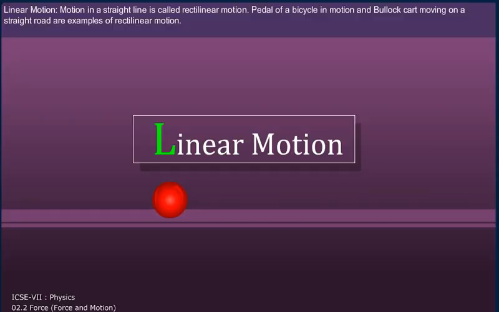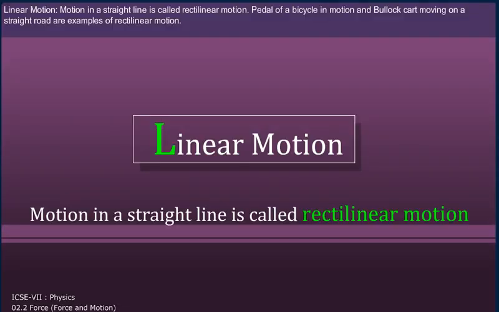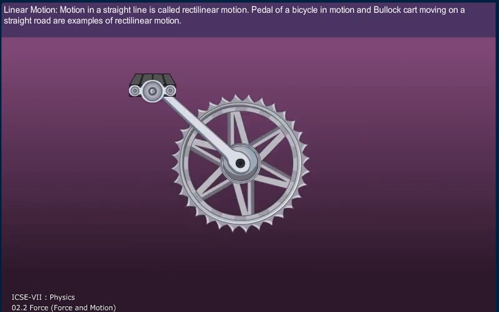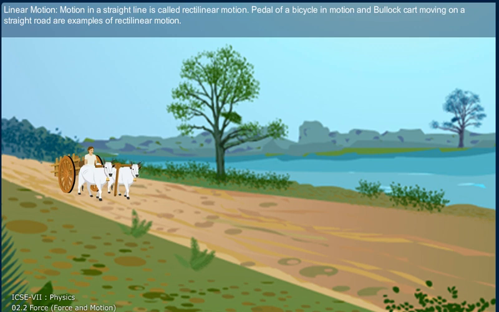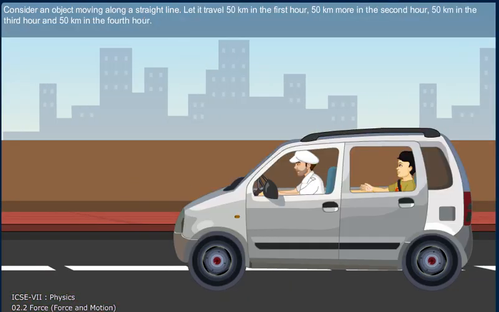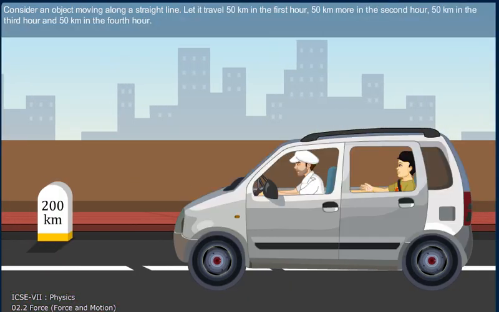Linear motion. Motion in a straight line is called rectilinear motion. The pedal of a bicycle in motion and a bullock cart moving on a straight road are examples of rectilinear motion. Consider an object moving along a straight line.